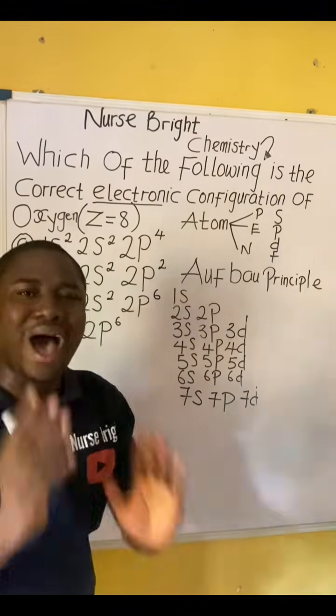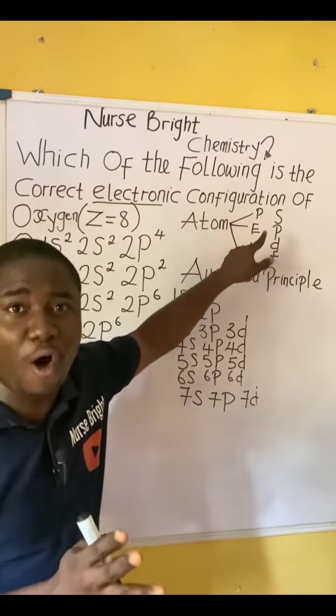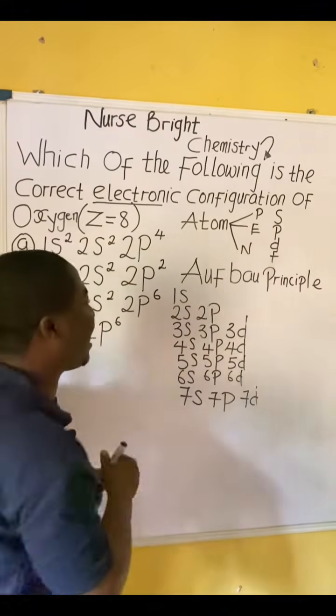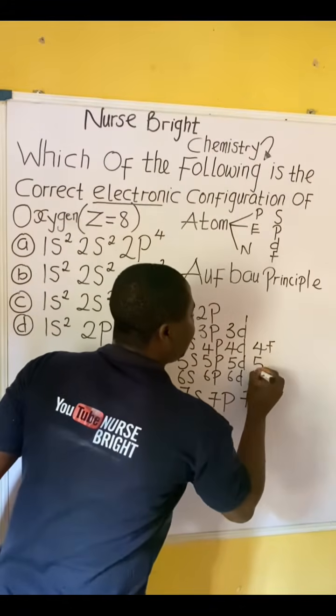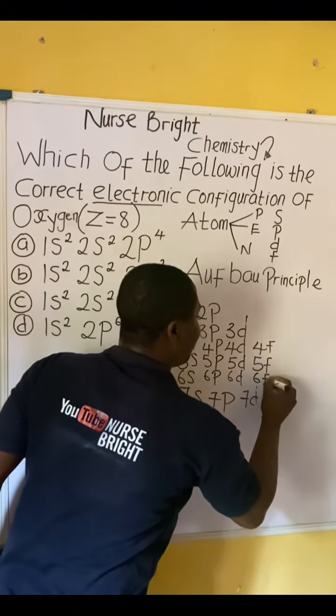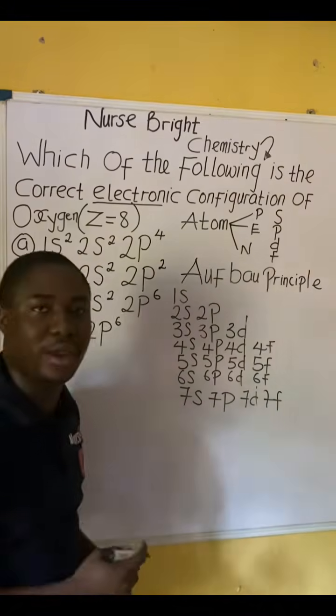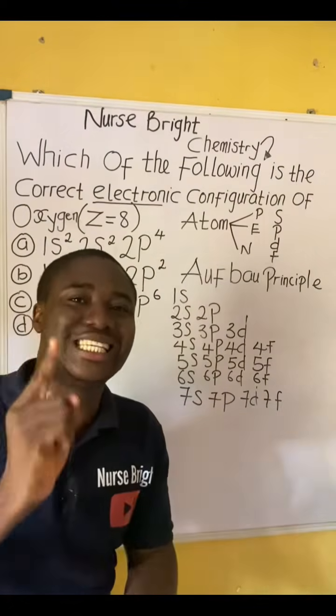Are you there? After that, we'll go back to the f orbital, in this case the last orbital. We'll start from the next number, which is 4f, then 5f, 6f, and 7f. You can see what we have done. Moving further, this is what we'll do next.